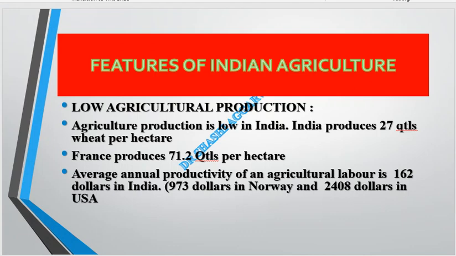Low agriculture production. Agriculture production is also low in India. India produces 27 quintals of wheat per hectare, while France produces 71 quintals per hectare. The average annual productivity of agriculture labor is $162 in India, but it is $973 in Norway and $2408 in the USA.